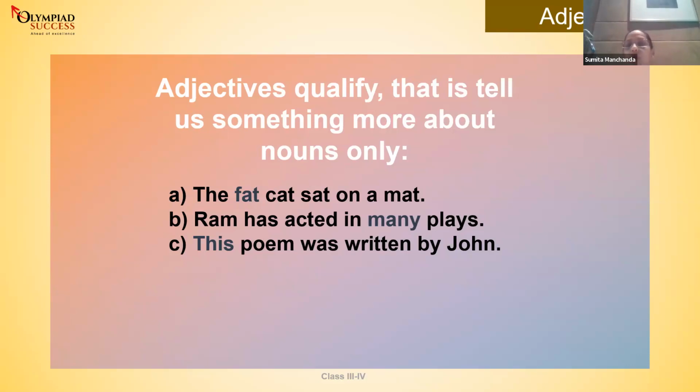Now, this poem was written by John. So again, we talk about the word this. In this particular sentence, this also acts as an adjective. Again, same thing, when we do different types of adjective, it will be very clear to you how it is said to be an adjective word.